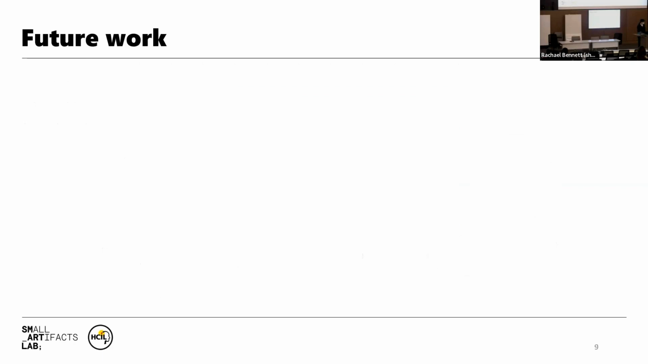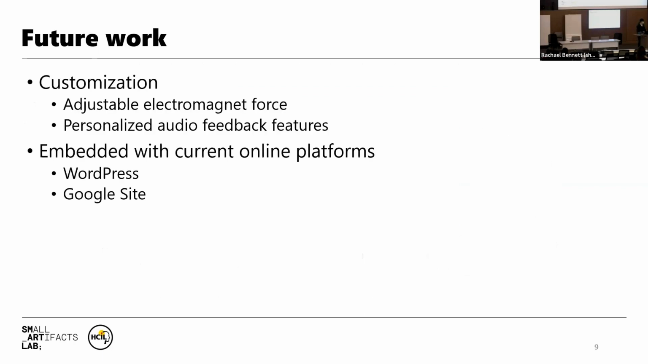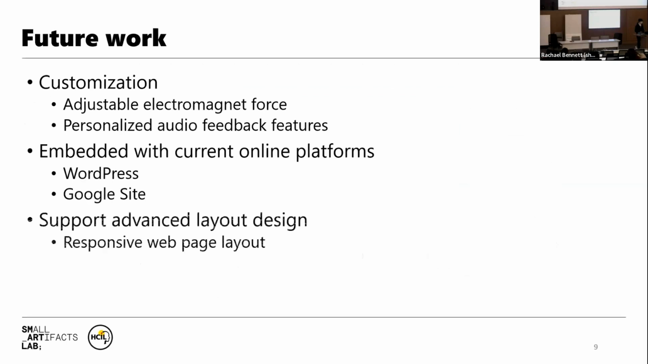There are a lot of things that we can build upon this current version of Tangible Grid. On the system side, we can upgrade the hardware to accommodate more complex or responsive web page layouts. We can also embed our system with existing web page designing tools, like WordPress or Google Sites, so that blind people can put their content into these web page elements to have an entire web page design from end to end.